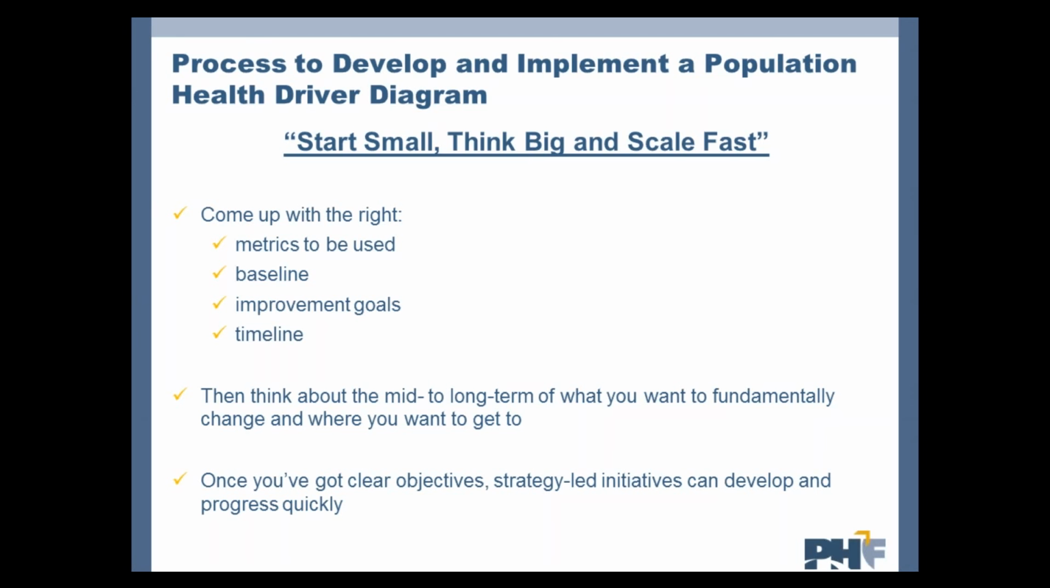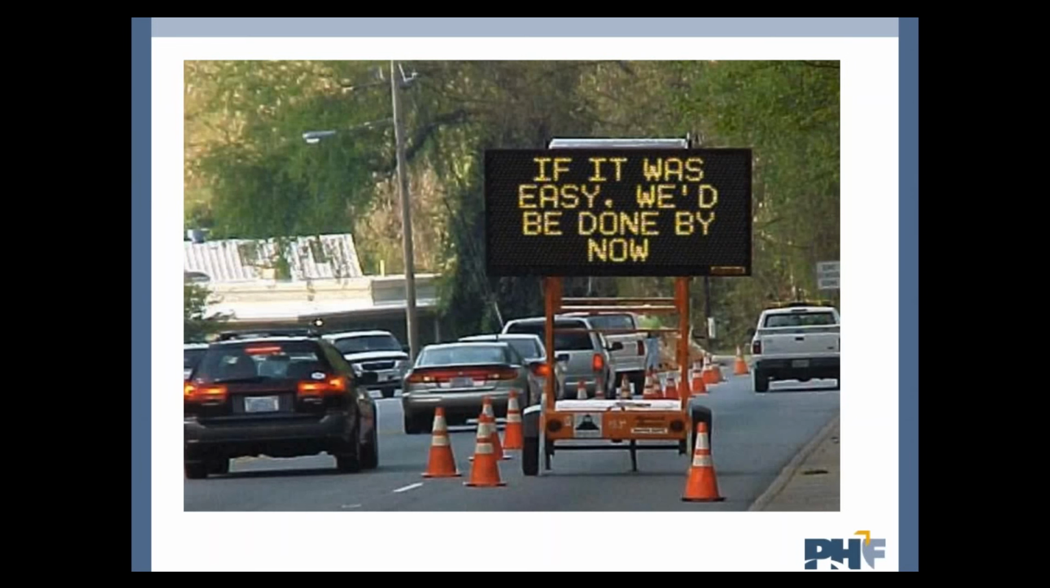Again, we want to come up with metrics. Key thing, get a baseline. We've got to know where we're starting from. Make sure the improvement goals can be measured, and then have a timeline, things we can accomplish on a regular basis. And then as we're going along, we like to think about the near term, but also start to be thinking about the mid to long term. What are we really going to change down there? And these small interventions we start in the near term really get us focused on those mid to long term changes. And once you get clear objectives, strategy-led initiatives move very quickly, and they progress fast in this case. So, as I always tell people, if it was easy, we'd be done by now, but it takes a lot of time to do this.